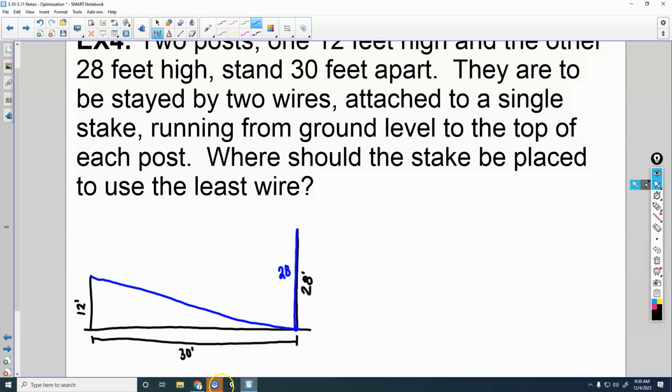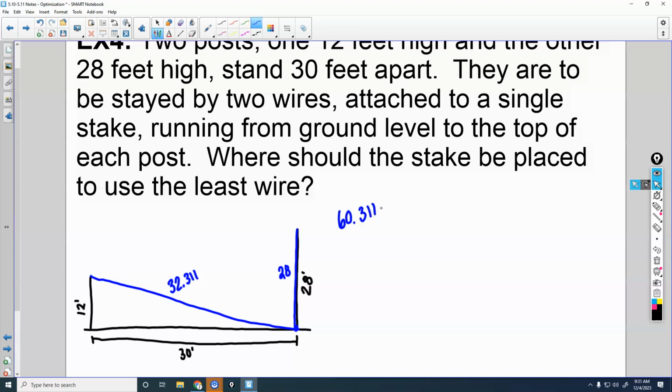I could do the Pythagorean theorem. So if I do that real quick on my calculator, square root of 12 squared plus 30 squared, I am going to get 32.311. So if I added 28 to it, I'd get 60.311. Right? That's an option.